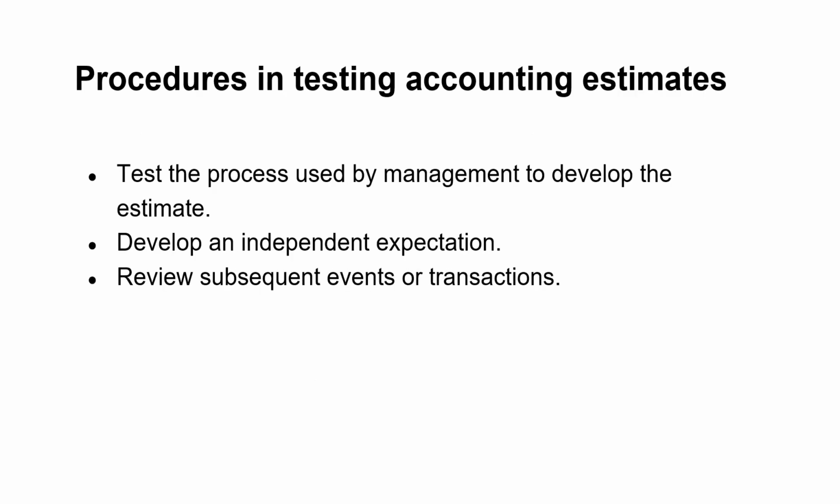So what are the procedures to test accounting estimates? Similar to everything else, we of course always start with an understanding of how management comes up with these estimates, and then we test the process used by management to develop the estimate. We develop our independent expectation, and then we review subsequent events or transactions. So notice that just like analytical procedures, we also develop an expectation for the estimates, right? In this case, however, we start by testing management's process, then developing our independent expectation.